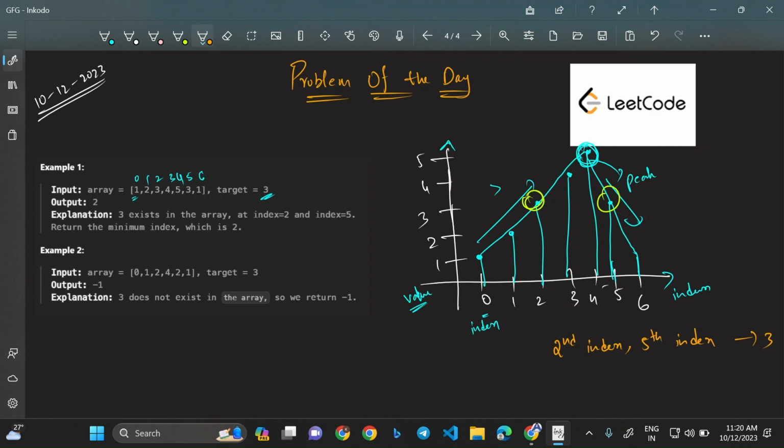And now what is the minimum of 2 and 5? 2. So this is the answer. Okay, so this is what they are expecting. So this is the output. 3 exists in the array at index equal to 2 and index equal to 5. So return the minimum index, which is 2. All right. Come to the second question.